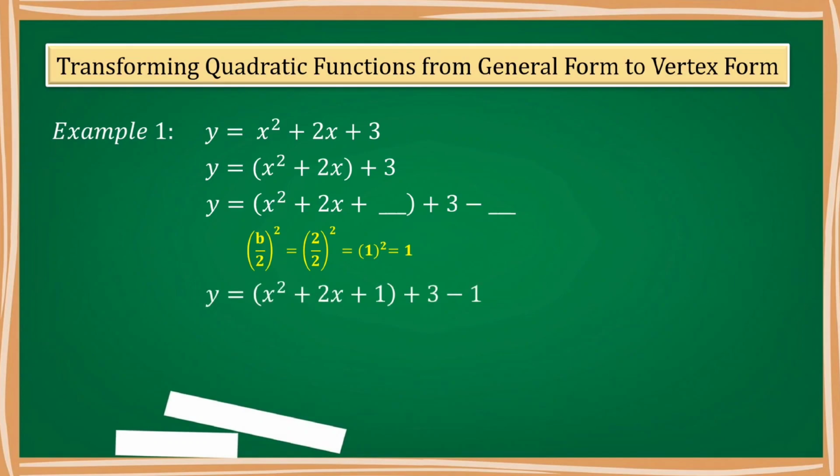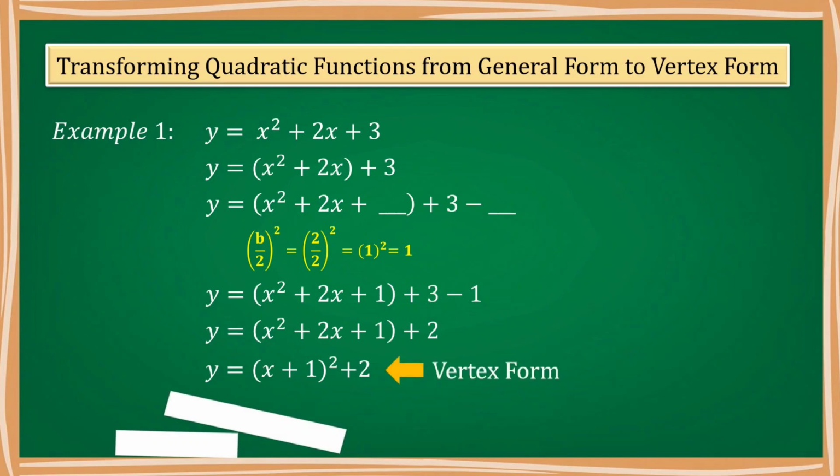So we have y is equal to the quantity of x squared plus 2x plus 1 plus 3 minus 1. Then just simplify this equation. We have y is equal to the quantity of x squared plus 2x plus 1 plus 2. Then since perfect square trinomial na yung expression na nasa loob ng parentheses, isusulat natin siya into square of binomial. The result is y is equal to the quantity of x plus 1 squared plus 2. So this is now the vertex form.